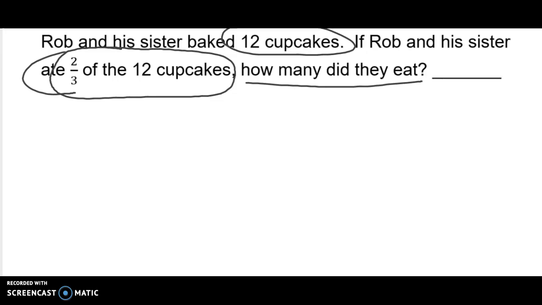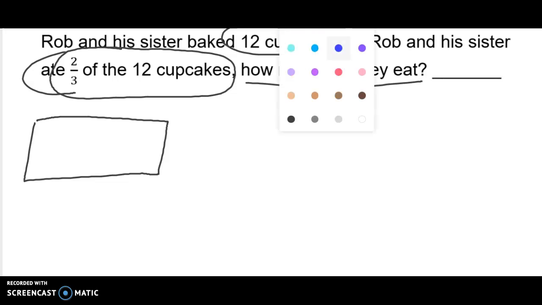They ate 2/3 of the 12 cupcakes. All right, now there's two ways of doing it. Let's look at the visual way, and then we'll look at the algorithm way. So we're going to look at 2/3 of the 12 cupcakes. First of all, let's look at a box. Here's a box, and we're going to put 12 cupcakes in that box.